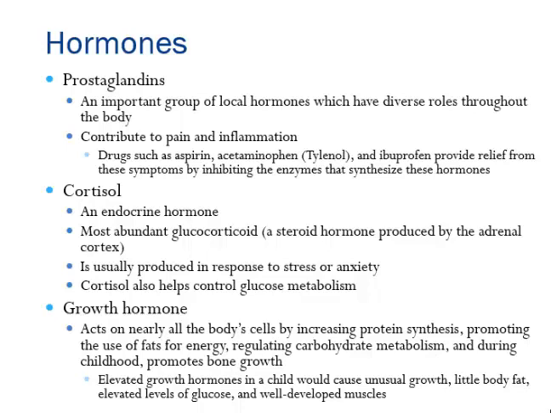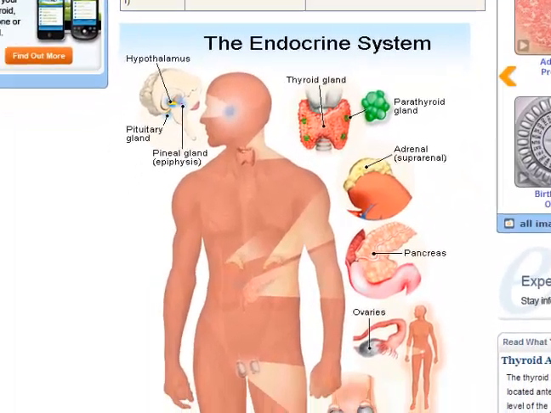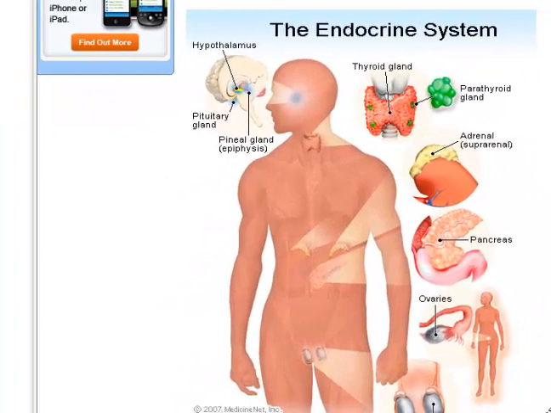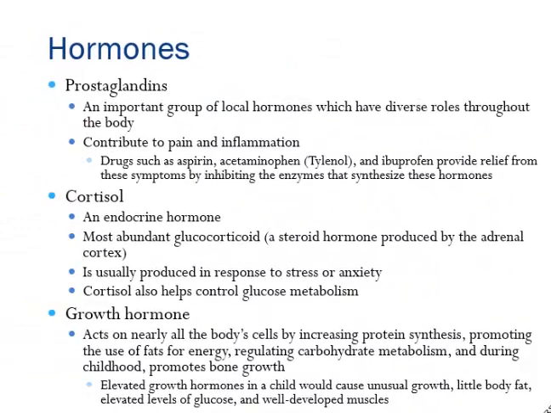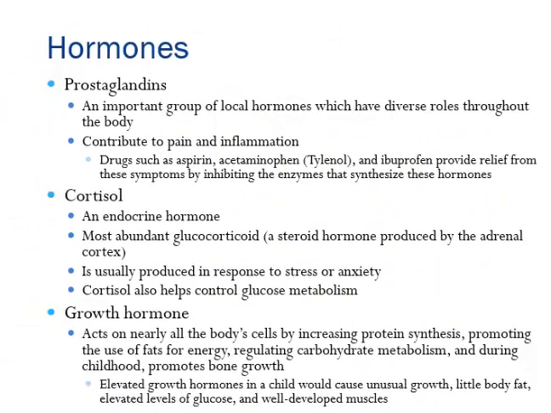Here's just a list of some of the parts of the endocrine system. As we discussed before, you have the pituitary gland way up here, which is at the base of the brain and kind of controls the whole system. You have the thyroid and the parathyroid gland, which is near the throat. You have the adrenal gland, which produces adrenaline, something that gives you energy as well. You have the pancreas, and you have various other glands located throughout the body.